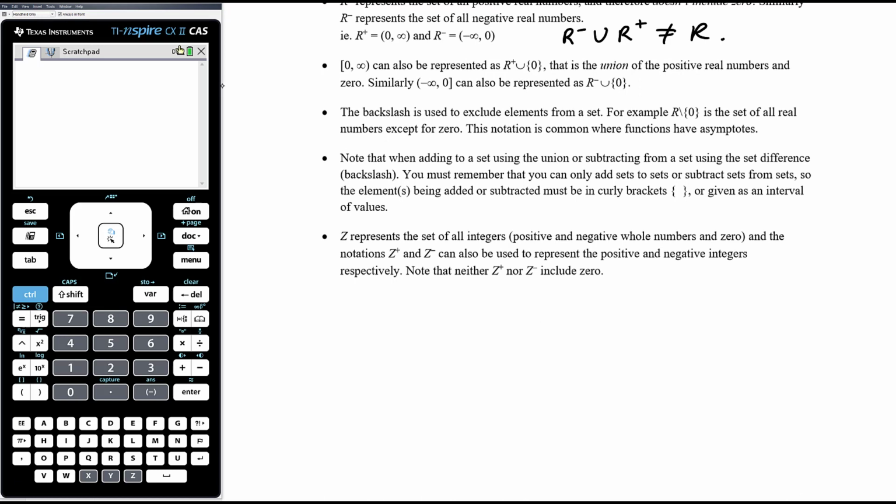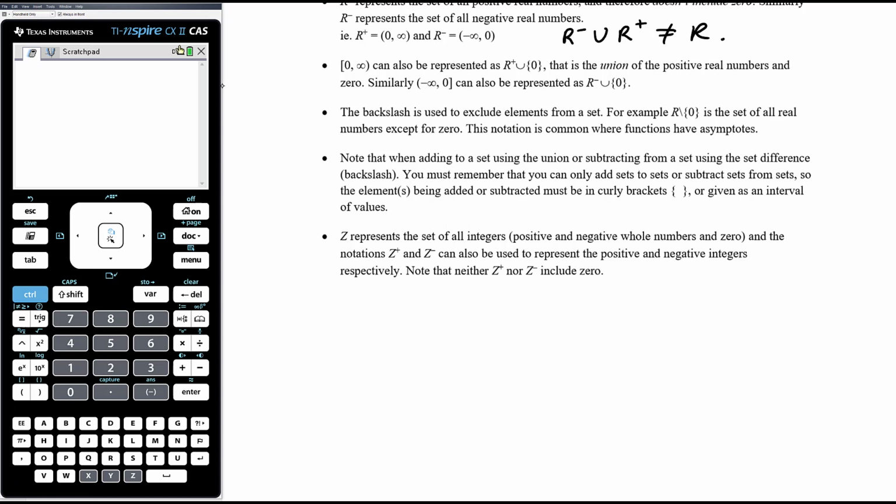Note that when adding to a set using the union or subtracting from a set using the set difference, that is the backslash, you must remember that you can only add sets or subtract sets, so the elements being added or subtracted must be in curly brackets or given as an interval. So you can't just have R excluding 2, it has to be excluding the set of values that include 2.